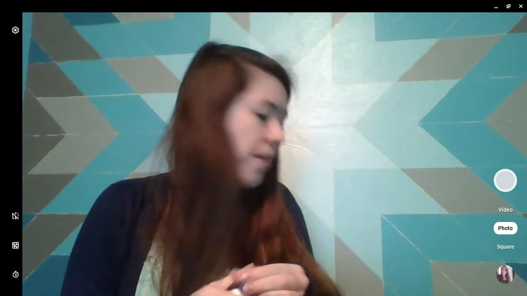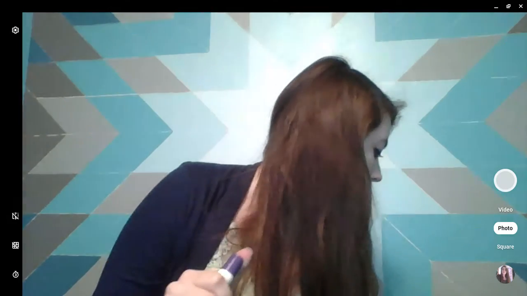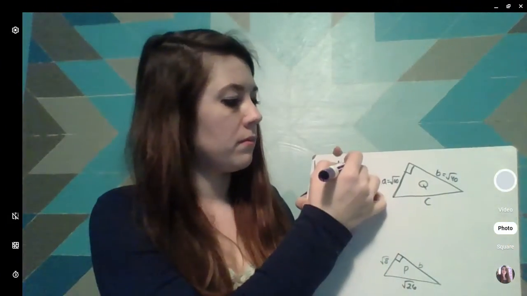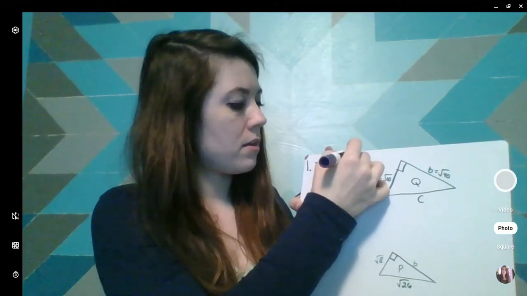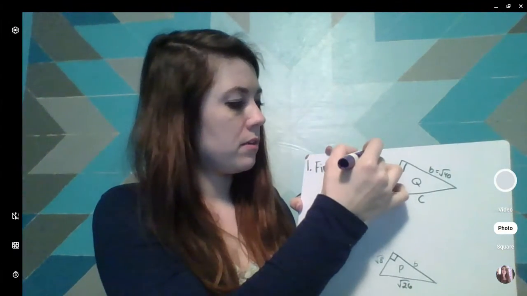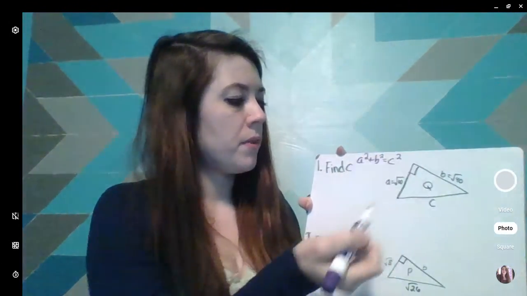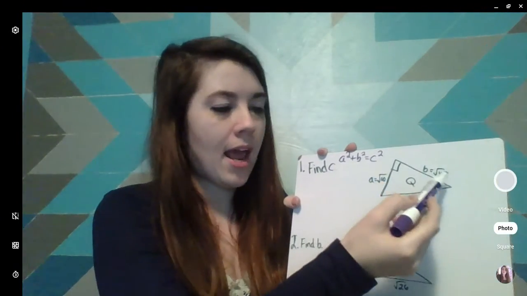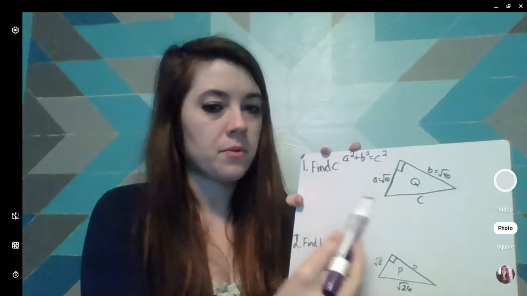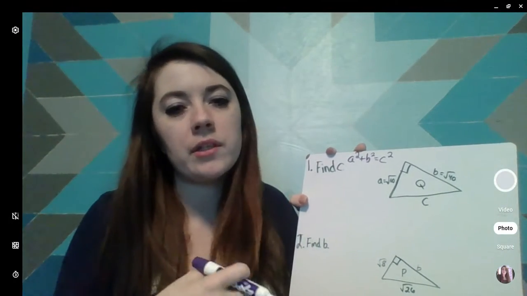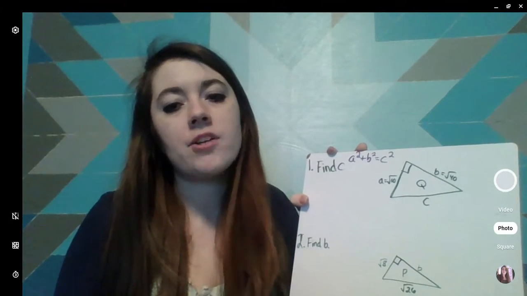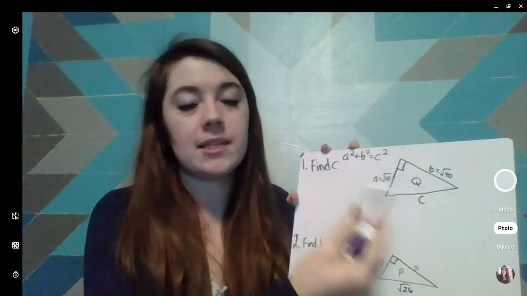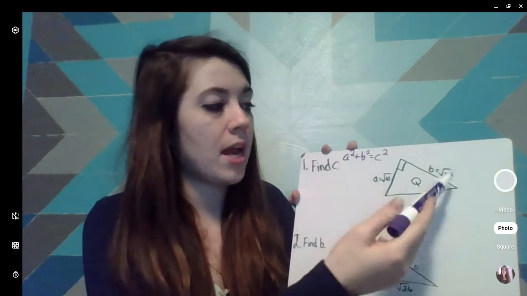So as you guys know, the Pythagorean theorem is a squared plus b squared equals c squared. So let's write that out just as a reminder. A squared plus b squared equals c squared. So the a and the b don't necessarily matter. We could say that a is the square root of 40 or that b is the square root of 10. That's not as important as just making sure that your a and b values are the legs of the right triangle.